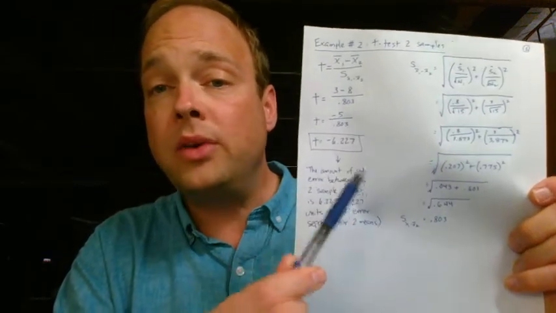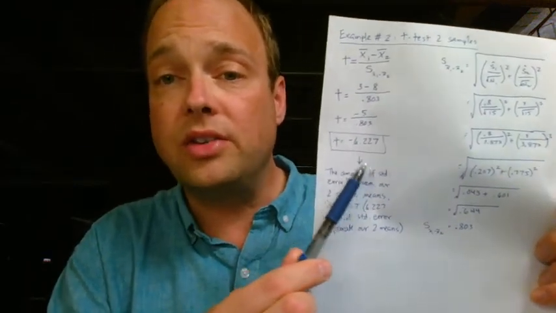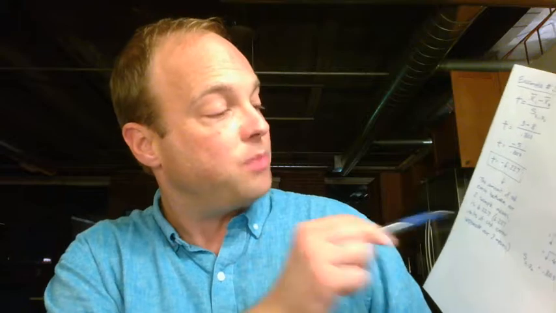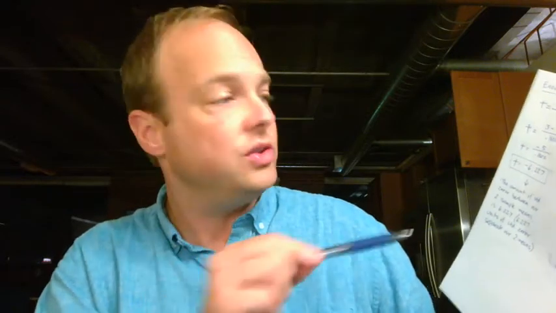That is the amount of standard error that separates our two samples. In fact, I wrote all that out there. The amount of standard error between our two sample means is 6.227. There are 6.227 units of standard error separating our two means. Here's my question for you. Is that a lot? Is that a little? Is that an important amount?